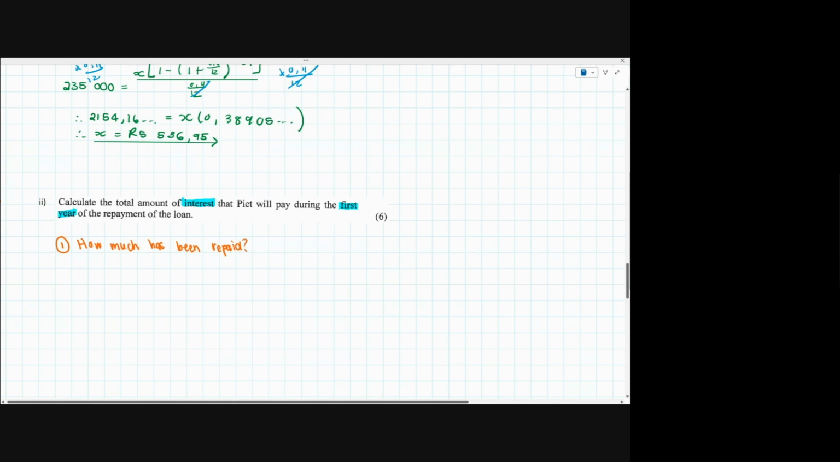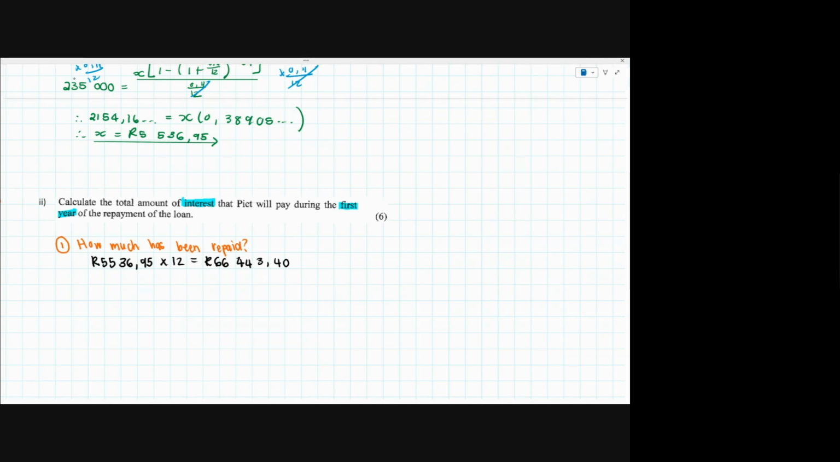And all we do here is we take that monthly amount that we just calculated and we times it by 12. Why by 12? Because it's only for the first year of my loan. So I don't care about anything more than that. And obviously 12 months in a year. So this comes to 66,443 Rand 40 cents. So every single month he paid his 5,536 Rand. And so that accumulates to a total year-long repayment value of 66,443. So that's how much he's repaid.